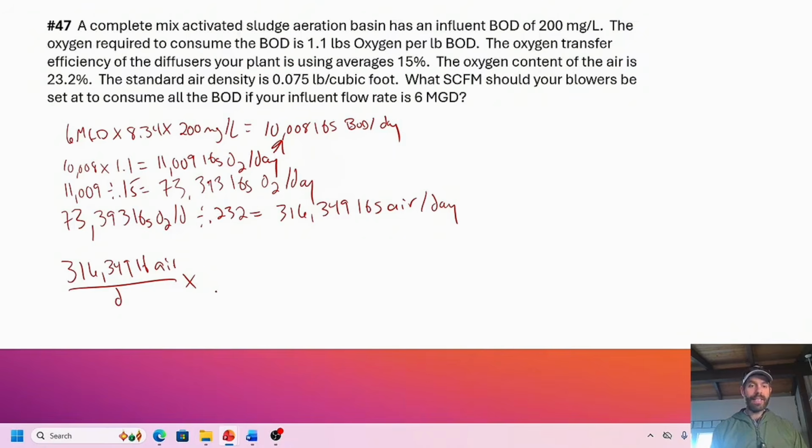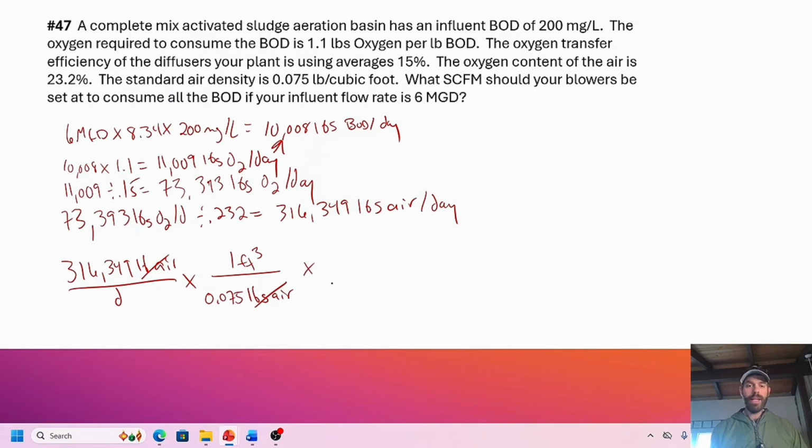Okay, the next thing I've got is 0.075 pounds of air in 1 cubic foot. Okay, that's given to me in the word problem. The standard air density is 0.075 pounds per cubic foot. So those units cancel out now. Pounds of air are gone. Now I'm left with cubic feet per day, but I need standard cubic feet per minute.